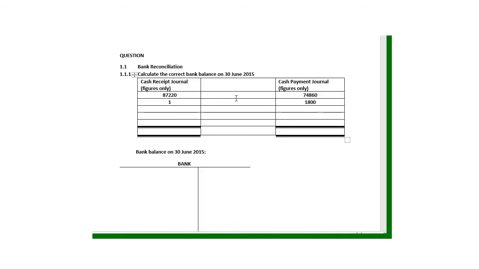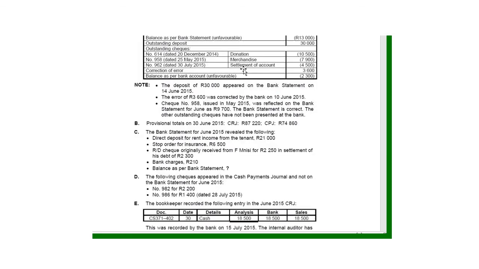So on the CRJ, 10,500. Now I've only got this one check 962 because the 30,000 they said came through. This one I cancelled. The 7,900 that was wrong, I fixed it, so it's also not outstanding. And the 3,600 they also told me was fixed by the bank. So the only item is the 4,500, which must come onto next month's recon. But we'll look at that when we do the recon.